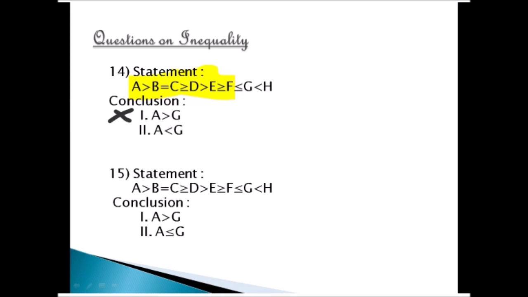In the second conclusion, it says G to A. So if I check the second conclusion, I can move from G to F, but further I cannot move to any other values. So this conclusion is also false.